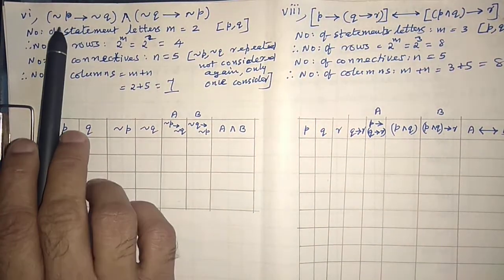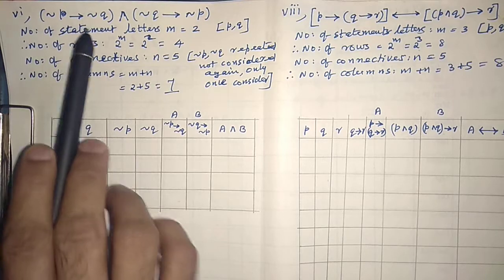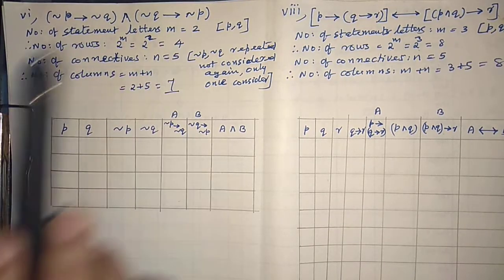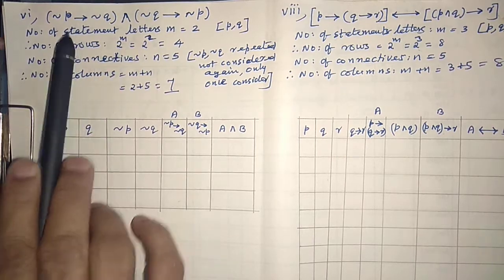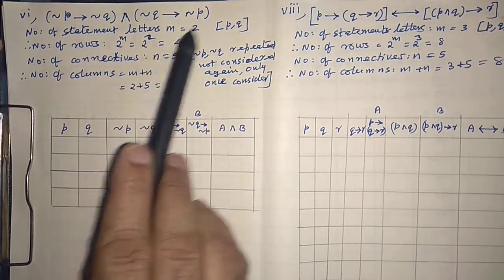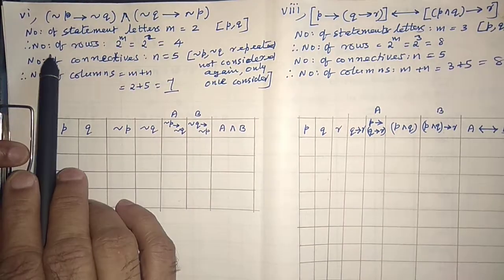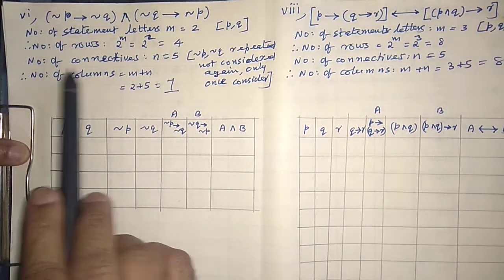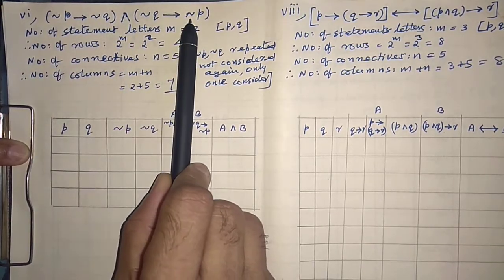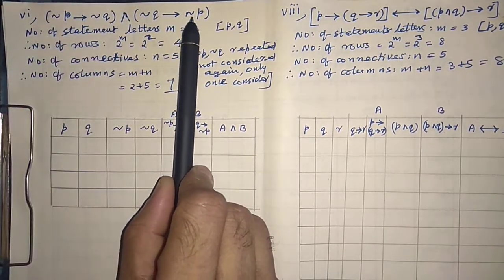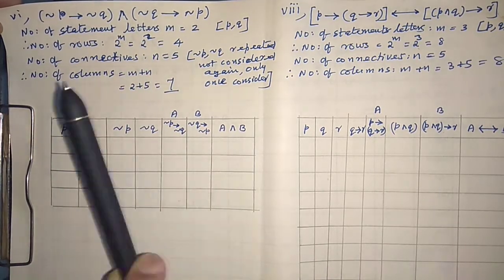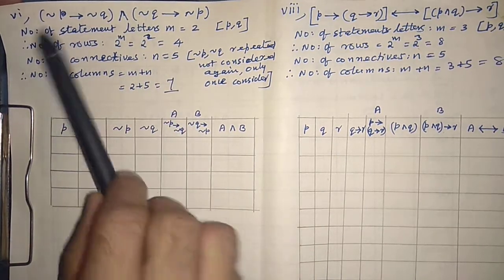See, negation P implies negation Q, conjunction negation Q implies negation P. Statement letters: P, Q, P, P, Q. Only 2. So P and Q, 2 statement letters. Number of rows is 4. Number of connectives, how many are there? Negation P, only once we have to consider. Negation Q, here also the same thing only. That's not separate, one only.